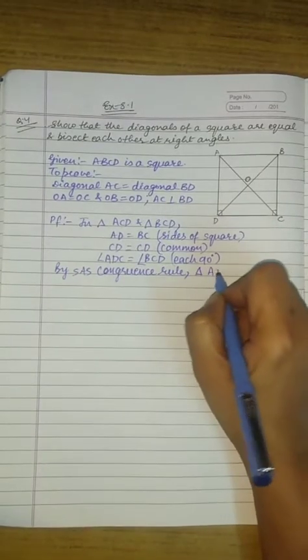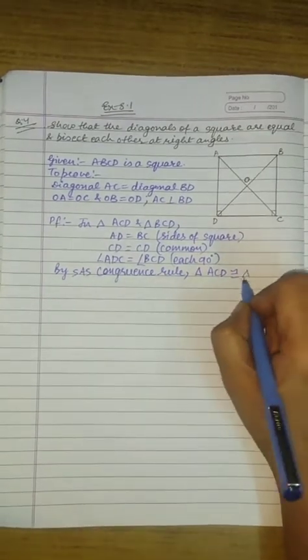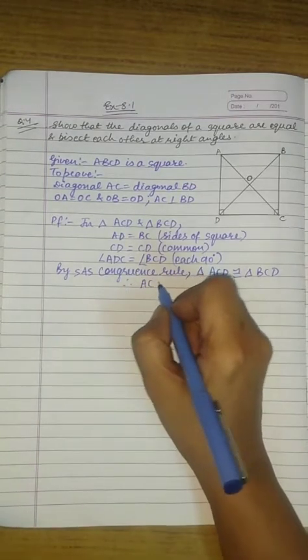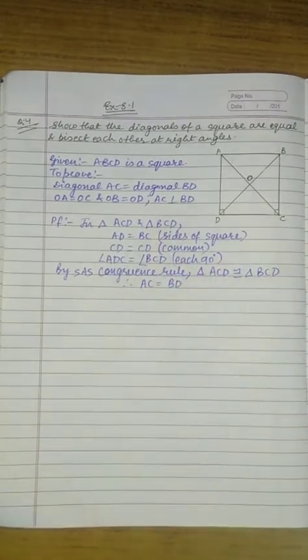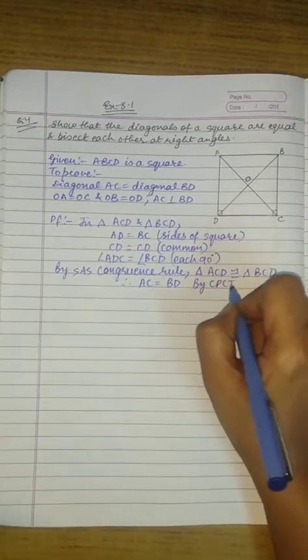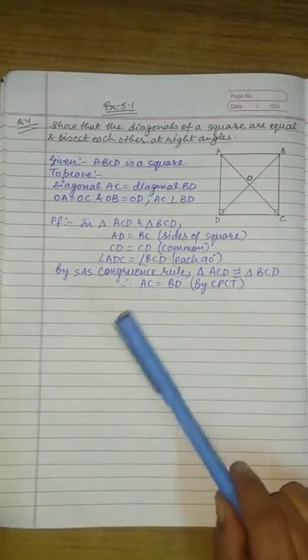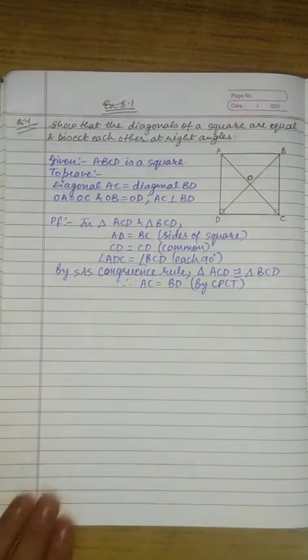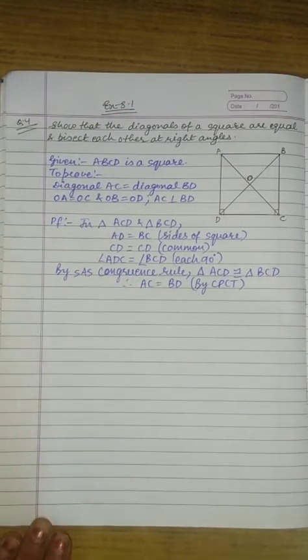triangle ACD is congruent to triangle BCD. If both the triangles are congruent, their corresponding parts are also equal. Therefore, AC is equal to BD. Both the diagonals are equal by CPCT. So our first part is proved that both the diagonals of this square ABCD are equal. Now let's prove the second part, that both the diagonals bisect each other.